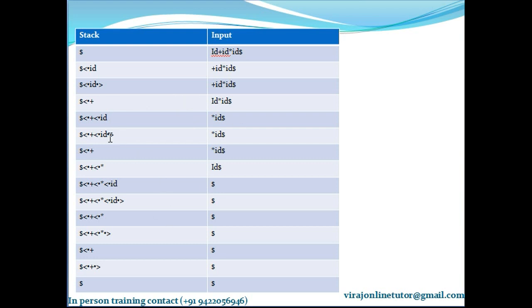As soon as you encounter a greater than sign, keep on popping stack elements till you encounter the first less than. I repeat, if you encounter a greater than sign, keep on popping stack elements till you encounter the first less than. That's why this goes away. Then you check plus on asterisk, right? That's why this goes away. That's why you check plus on asterisk.